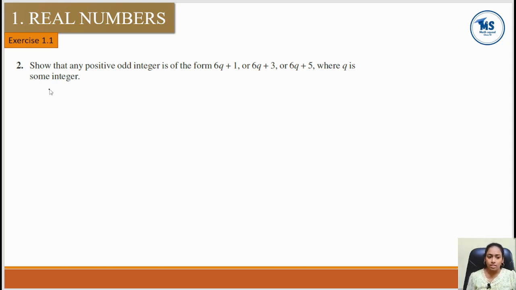So the first step would be, let a be any positive integer, and here I can see it is in the form of bq + 1, bq + 3, bq + 5. So I'll take my b as 6. Okay.